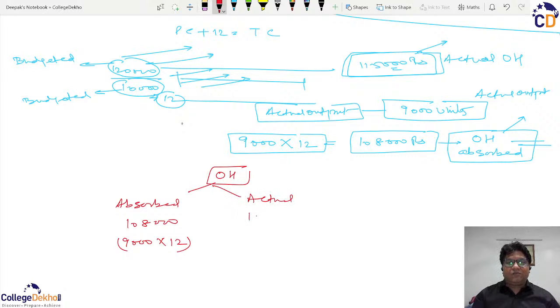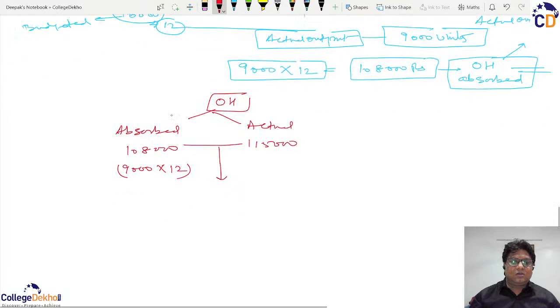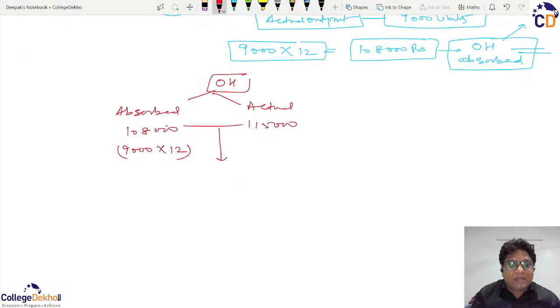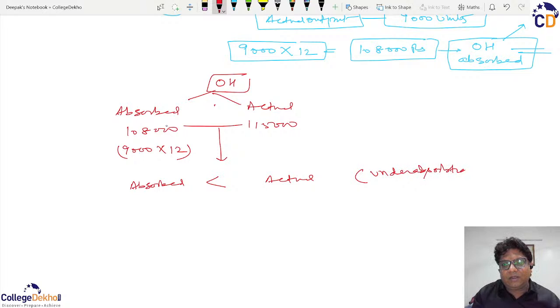and the overheads which have been actually incurred are 1,15,000. So what is happening here, that there is over और अंडर, व्हाट आई एम सेइंग कि यहाँ एब्जॉर्ब्ड कम है, तो अगर एब्जॉर्ब्ड वाली फिगर कम है, यानी कि अगर ओवरहेड्स एब्जॉर्ब्ड कम है और एक्चुअल ज़्यादा है, then we use the word under absorption. क्या वर्ड यूज़ किया हमने, अंडर एब्जॉर्प्शन. तो यहाँ अंडर एब्जॉर्प्शन है 7,000 रुपये का.